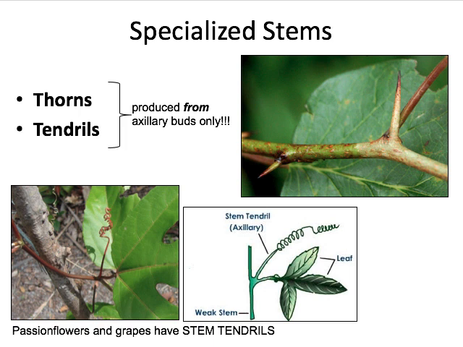Next up, we've got thorns versus tendrils. And if we're talking about thorns and tendrils in the context of a specialized stem, then they must be produced from the axillary buds only. An example includes a passion flower and a grape, which produces stem tendrils. We're going to learn later on in the semester there are examples of leaf tendrils as well. It's all about where they originate. And if they originate from an axillary bud, then we know it's a specialized stem.